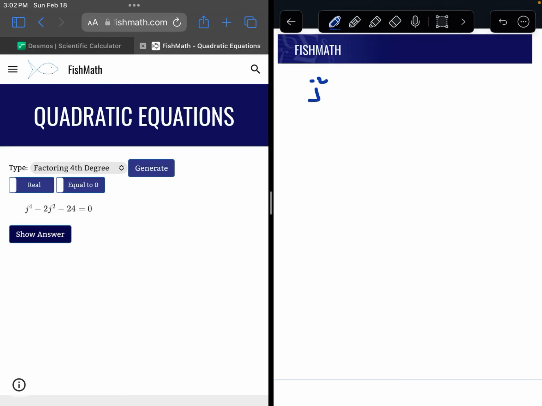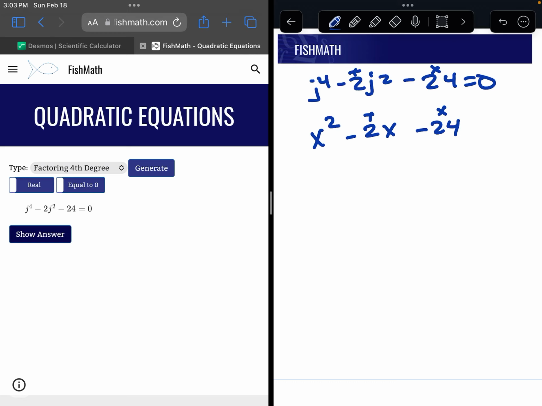To the fourth minus 2j squared minus 24 equals 0 is very similar to how we solve something like x squared minus 2x minus 24. What multiplies to this and adds to this? So what multiplies to that and adds to that? The big difference is it's not going to be j and j, it's going to be j squared and j squared, because that's how we get to j to the fourth.